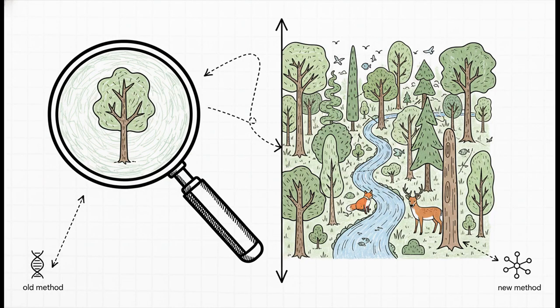In the old days, biologists used to study just one gene or one protein at a time. That's like standing in a huge jungle and looking at only one single tree. But with systems biology, we can zoom out and see the entire forest.